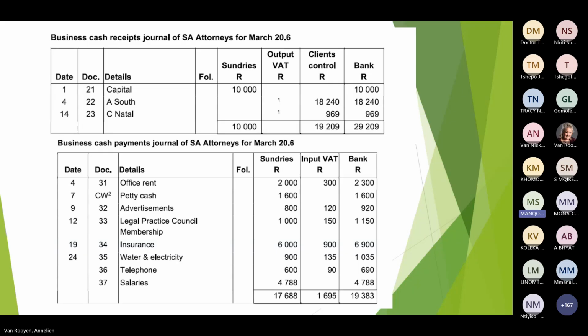Okay, thank you. My second question goes to the cash payment journal, or the comparison of the transactions. Transaction number 7 goes with transaction number 24 under the salaries. So I would like to know why the VAT is not added there. Because you don't pay VAT on salaries. There's never VAT on salaries.